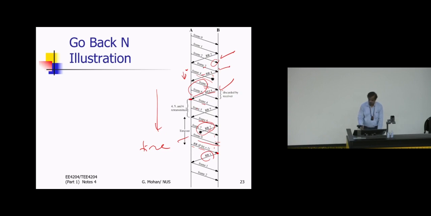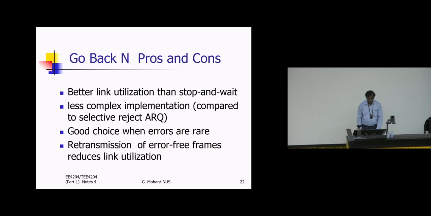Note that it lost RR7, but now it responds with RR1 because it has received 0, assuming that it has already processed 0. The latest one is that it is expecting frame number 1. That's all. Now this will respond with frame 1, frame 2. Is that clear? So when we compare this with stop and wait, this has better link utilization.